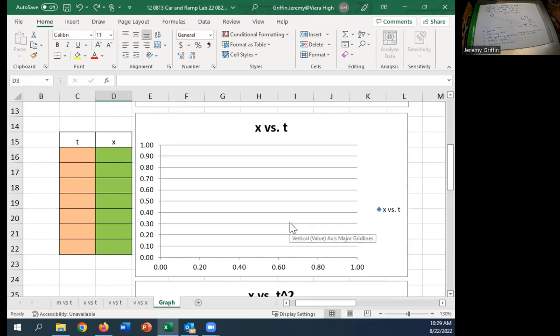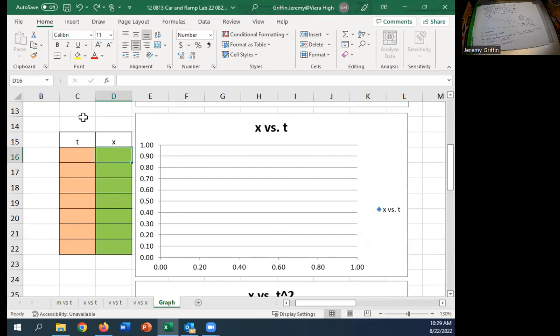X versus T. Who was in this group and wants to volunteer their data? Let's keep track of which groups are which. You guys in the corner. Connor, what were your different displacement values?